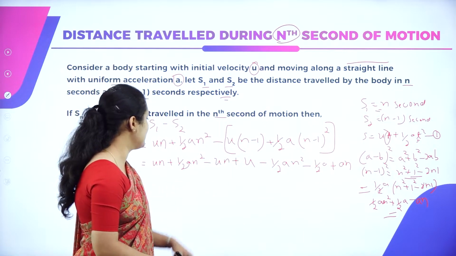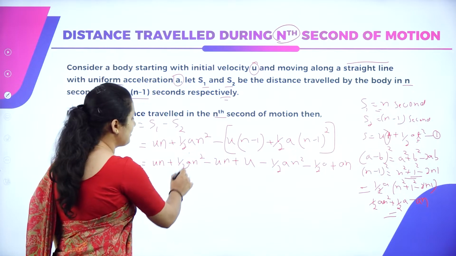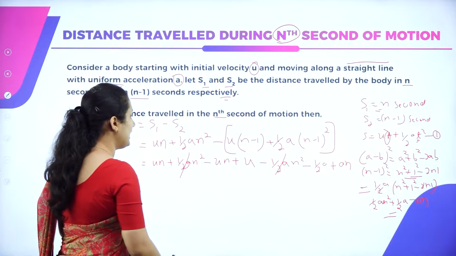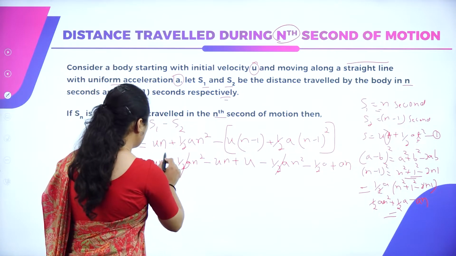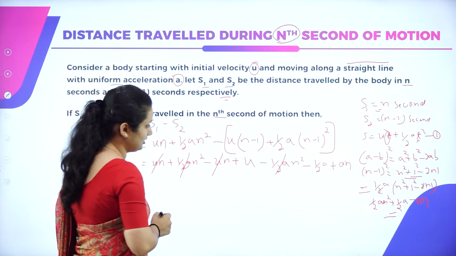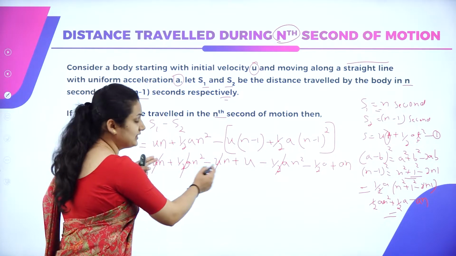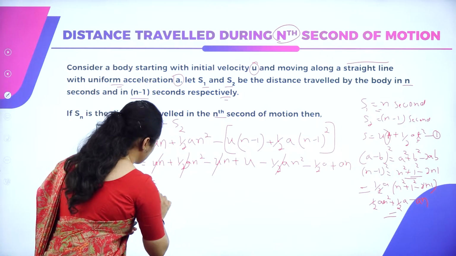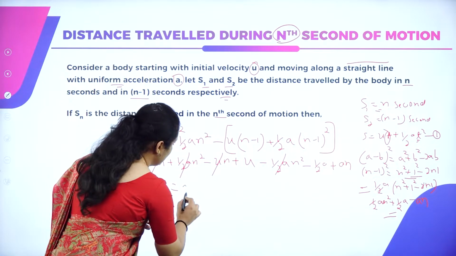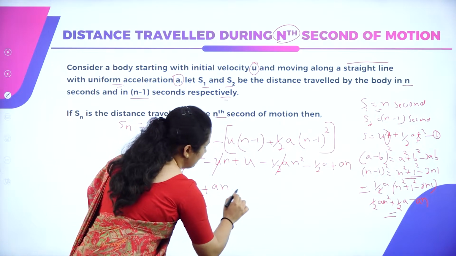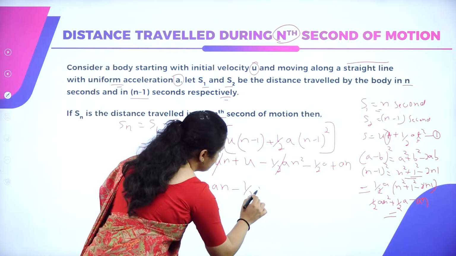See which terms can be cancelled. Plus half a n square can be cancelled with minus half a n square, and you can also cancel plus un with minus un. So what are the terms that are remaining now? I cancel the plus with the negative term and negative with the plus term. So what is remaining? Sn is equal to u, plus an, minus half a is remaining.